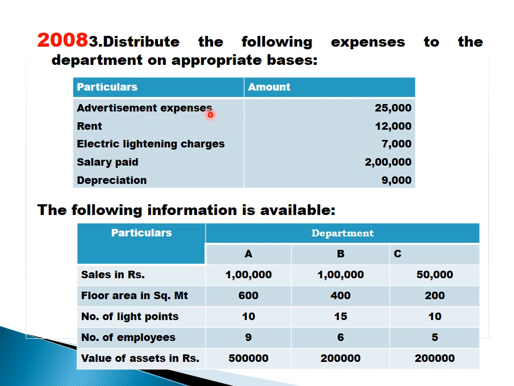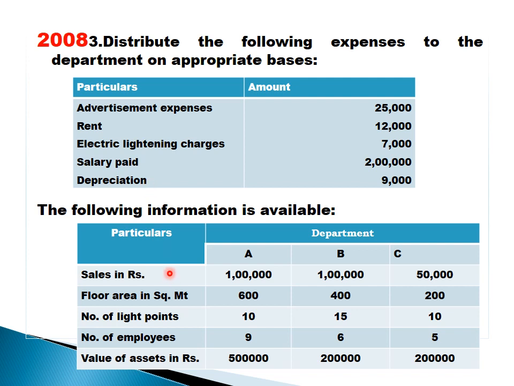Advertisement expenses should be distributed in sales ratio. Rent should be distributed in floor area ratio. Electric lightning charges should be distributed in number of light point ratio. Salary paid should be distributed on the basis of number of employees ratio. Depreciation should be distributed on the basis of value of asset, because depreciation is applicable to fixed asset.